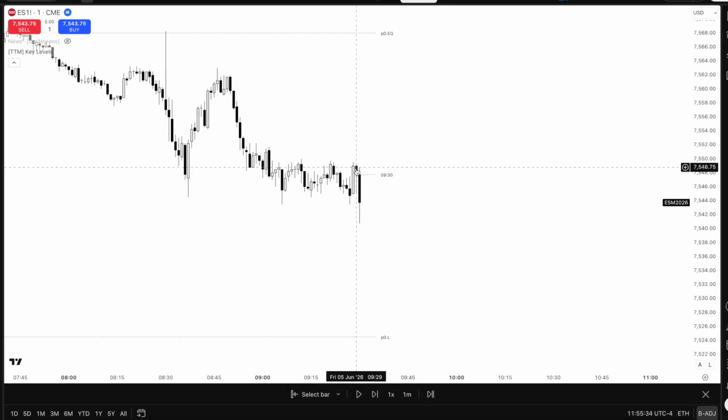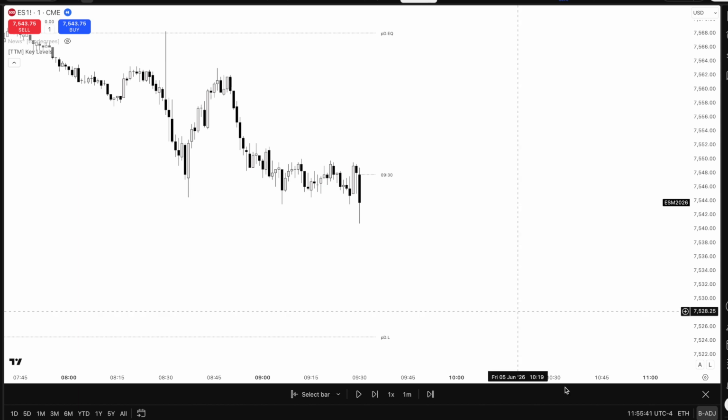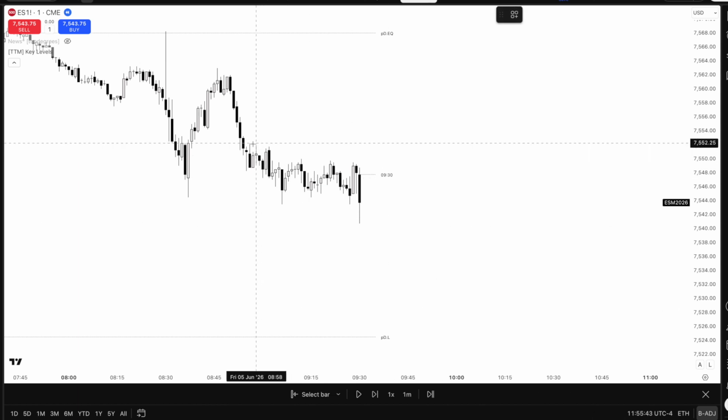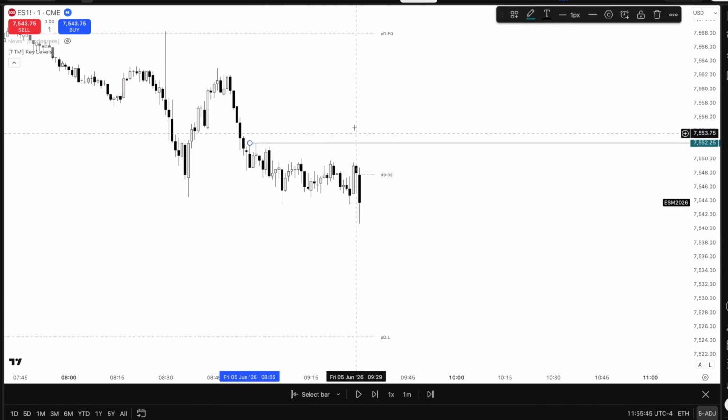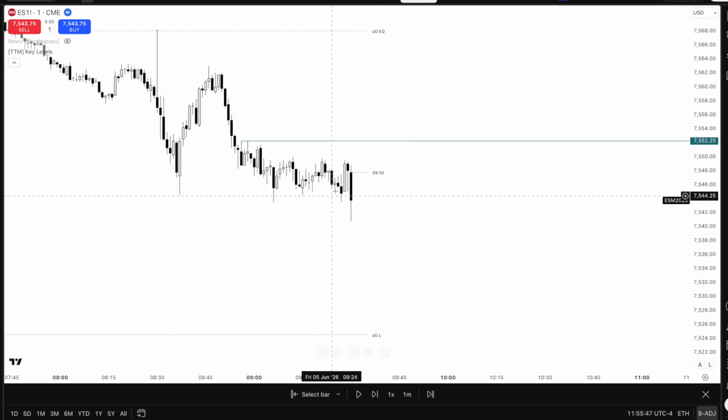So now dropping down to the 1-minute chart, as I said before, waiting for 9:30 to open to see if we could reach into that 30-minute fair value gap, which is just above this level here. I'll just mark it out. This was the 30-minute fair value gap, was just above this.